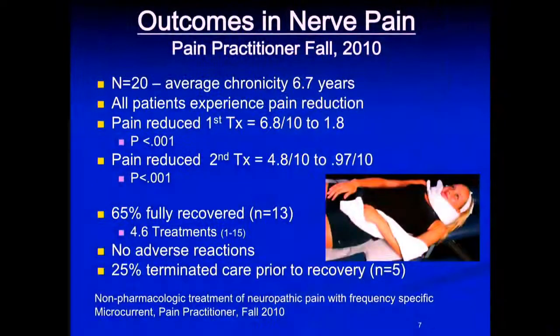So we know for sure that we can treat the nerve. We have one paper published on that. It was only 20 cases, but the statistics are very nice. The 20 cases were 7 years chronic. So all of them had seen at least 3 to 5 other practitioners before they got to me.